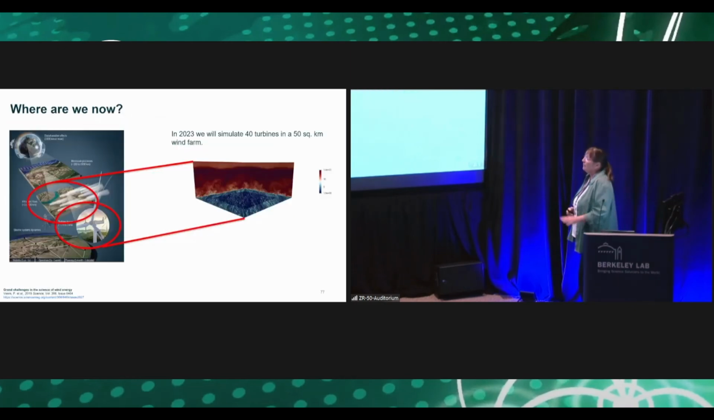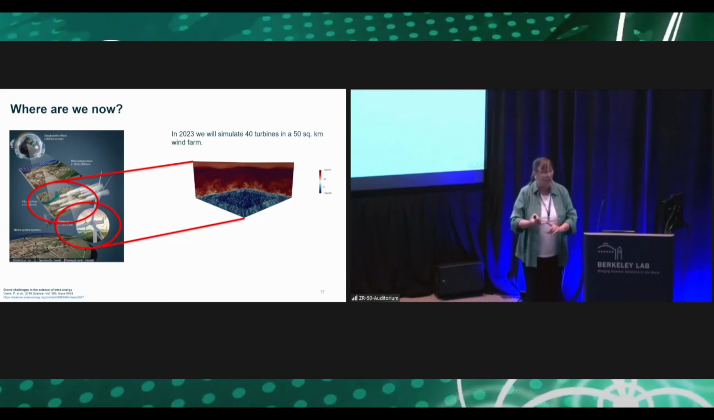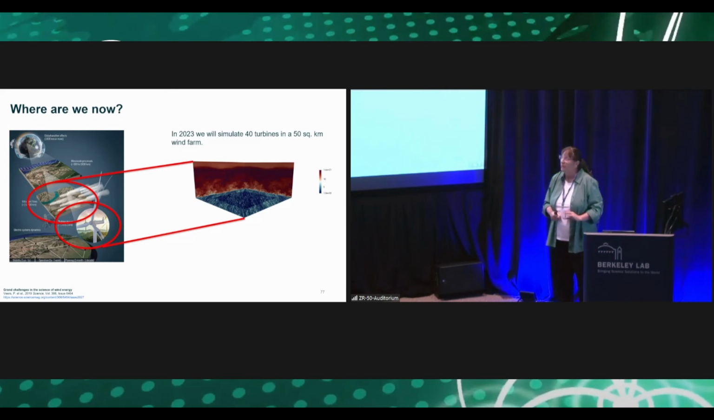All right, so where are we now? Coming back to our global scale, we can resolve the turbine scale, the blade scale, up through, let's call it, the farm scale or plant scale. And again, in 2023, we're going to do 40 of those.